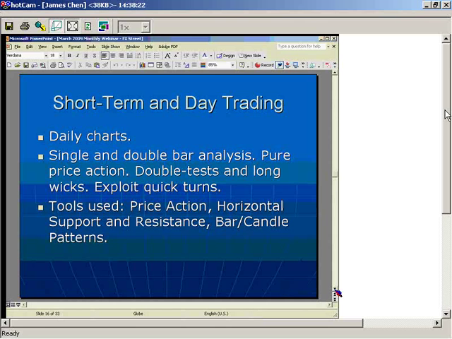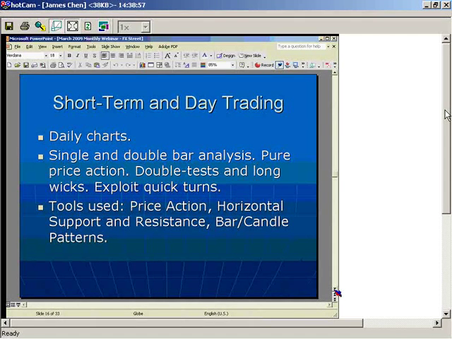So you're looking for double tests or long wicks. Long wicks are long lines on the bars. I don't know what you call it, but basically you're looking for those long things on the end of the bar or candle, and you're exploiting quick turns. The tools I use are very, very few. Price action, which includes the horizontal support and resistance, and the bar and candle patterns. Okay, so those are the very few. You don't need much more when you're day trading or short-term trading.